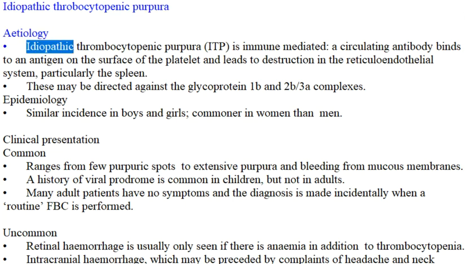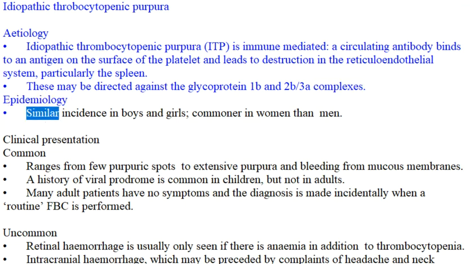Etiology. Idiopathic thrombocytopenic purpura, ITP, is immune-mediated. A circulating antibody binds to an antigen on the surface of the platelet and leads to destruction in the reticuloendothelial system, particularly the spleen. These may be directed against the glycoprotein 1b and 2b/3a complexes.